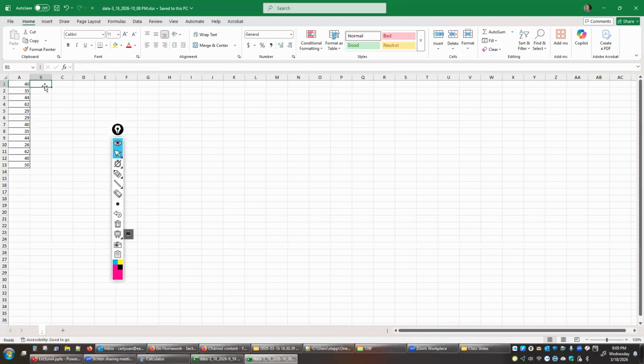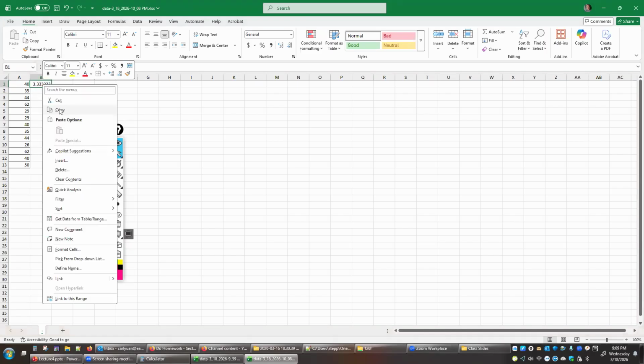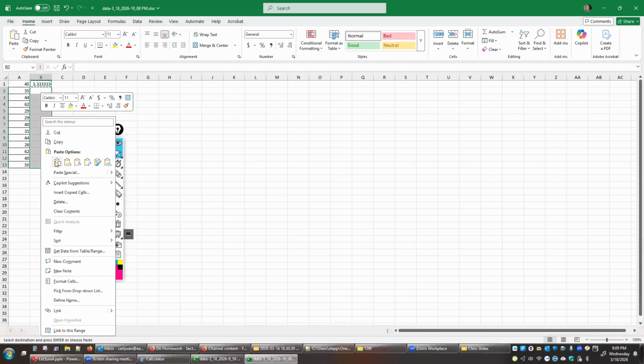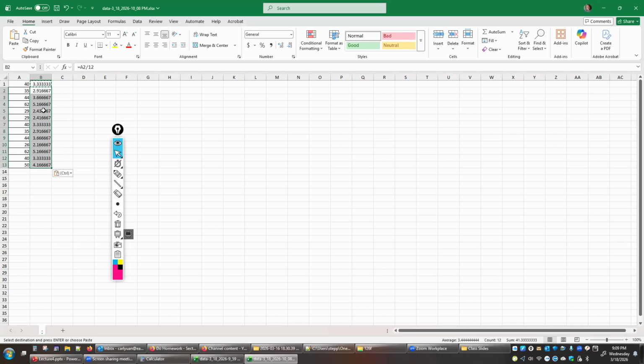So on the first box, I'm going to take equals A1, which is the content in A1, and divide it by 12. All right, so that's the amount after dividing by 12. Now I'm going to copy this operation. I'm going to highlight this box, right click on it, select copy, and highlight the rest of the column. Then I'm going to right click and paste. So now I have the monthly amount for each of the cells in column A.